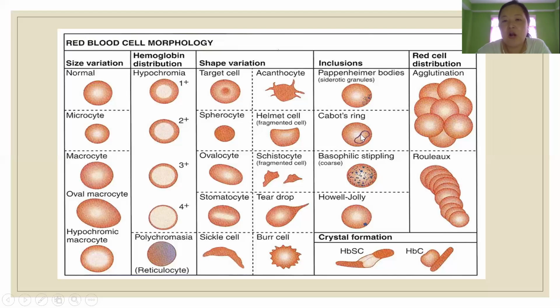Okay, so these are the very common abnormalities we see, but sometimes we also see some crystal formation. It looks like this. If it is looking like this, then it is HbSC. Okay, HbSC, and this is HbC. So these are both hemoglobinopathies, and this is a combination of hemoglobinopathies, HbC and HbS. Okay, and this is simple HbC. So these are the abnormal RBC findings you're going to see whenever you do a peripheral smear.